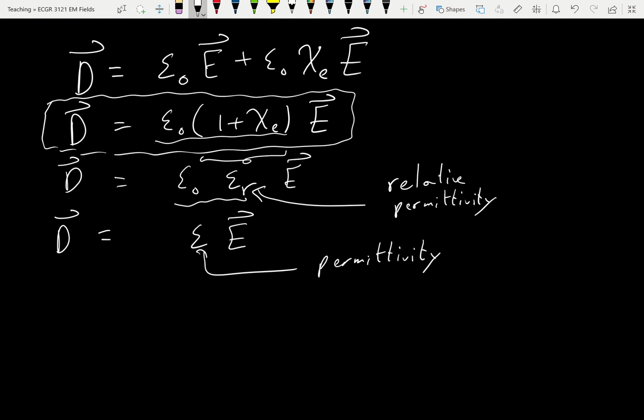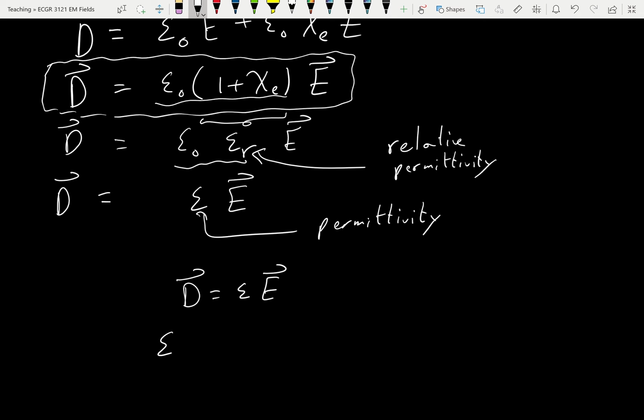So we write D equals epsilon E, where epsilon, in summary, is just epsilon naught epsilon R. Epsilon naught is the permittivity of free space. Epsilon r is a dimensionless quantity. That's called the relative permittivity. Epsilon is the permittivity of the material. And then we can also factor this out more, and we say that epsilon r equals 1 plus the susceptibility.